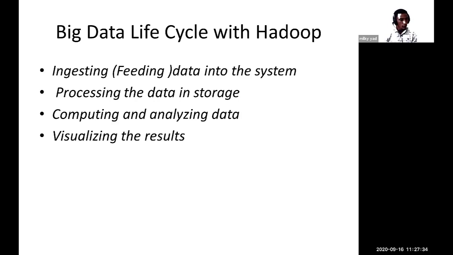The second one is processing the data and storage. The second one is computing and analyzing data. The last one is visualizing or displaying output. These are the four main steps included in big data processing. So this is it for today's class.